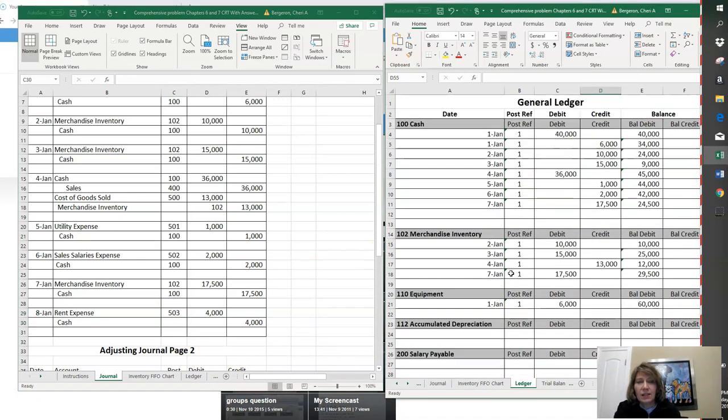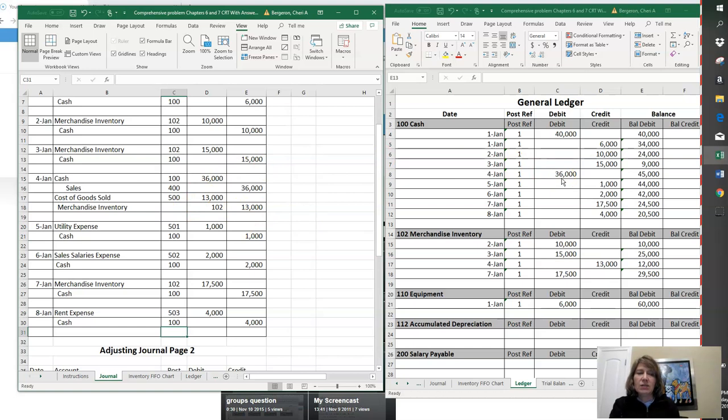And then finally, the last one to post is cash. January the 8th, from page 1, credit my cash for $4,000, and my new balance for cash is going to be $20,500. That went to account number 100. Okay, so I have finished posting my journal entries to my ledger.